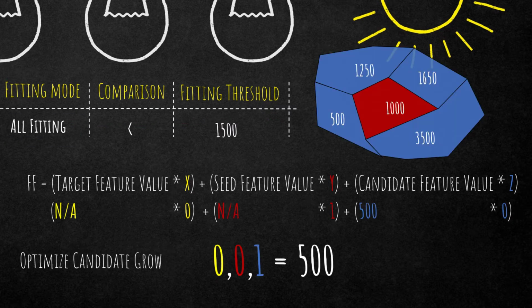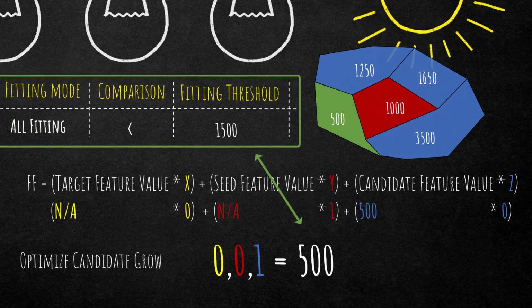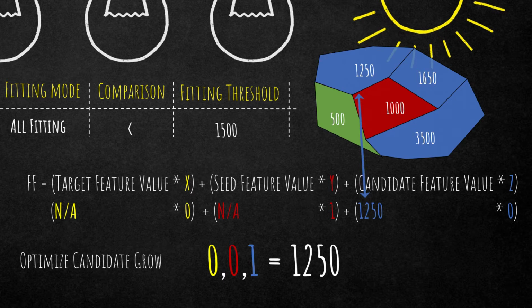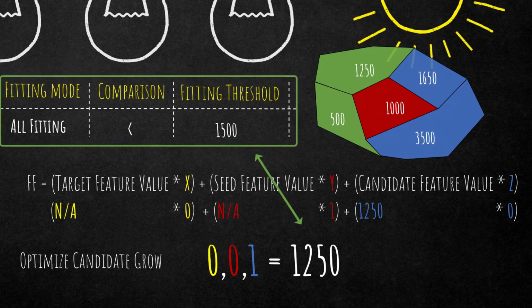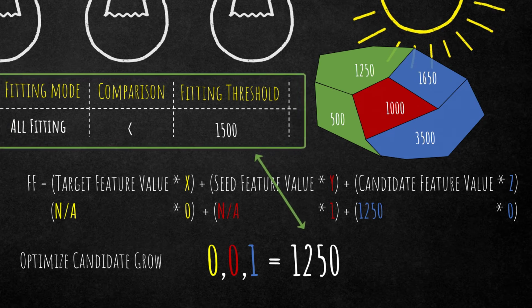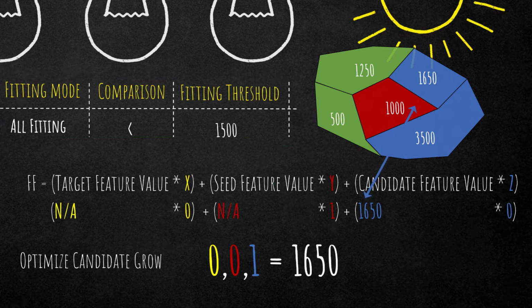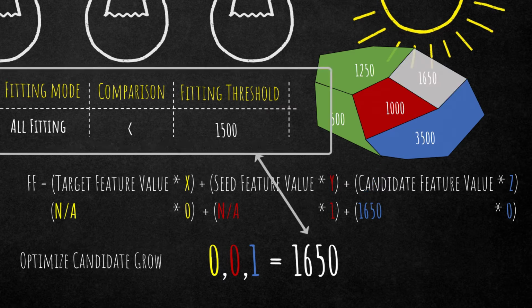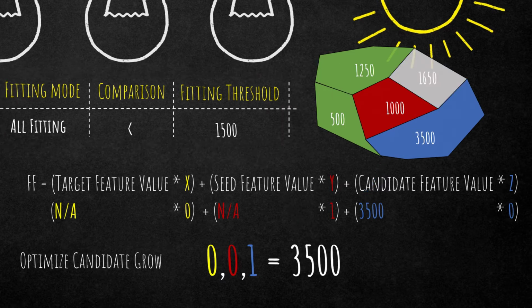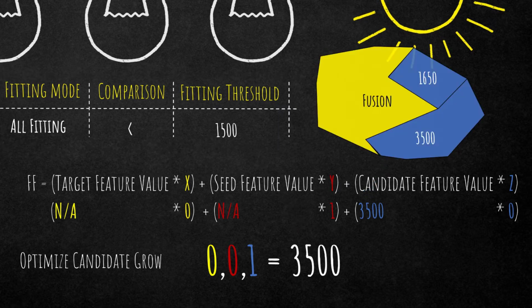Now, next one, 0, 0, 1. This one is focusing on the candidate feature value. That means if the candidate fulfills the criteria, it's gonna merge into the candidate. In our case, the fitting threshold is 1500, so every candidate that has a lower value than this gonna be finally merged, because the fitting mode is also set to all fitting. It won't merge into those candidates that are higher than 1500, and that would be the 2 on the right. The final object would look like this.